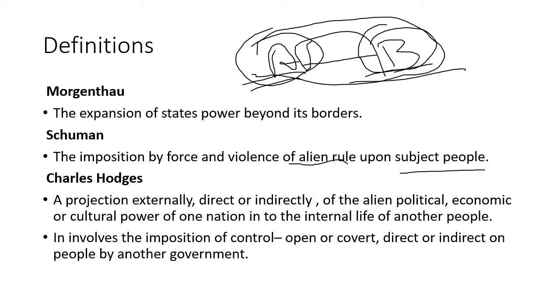According to Charles, imperialism is a projection externally, directly or indirectly, of alien political, economic, or cultural power of one nation into the internal life of another people. That is, if a state projects its power onto another state and tries to control its political, economic, and cultural system, we call that imperialism. Imperialism involves the imposition of control, no matter whether that control is open or covert, direct or indirect, on the people of another government.